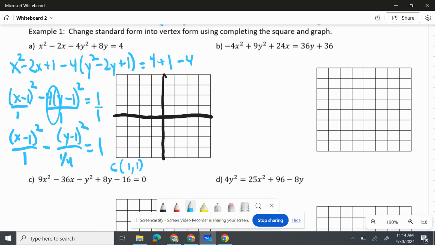So we plot the 1, 1, and then we take the square root of 1, and that's going to go to the right one and to the left one. And then we take the square root of 1/4, and that goes up a half and down a half. So what we do is we make our imaginary box. Now we're going to draw our asymptotes through it. And since the x is positive, we're going to make it go left and right.